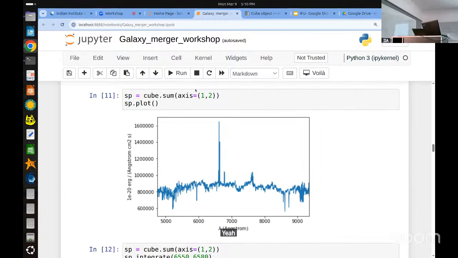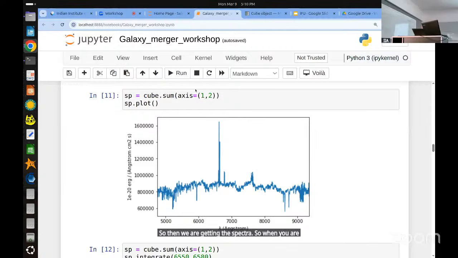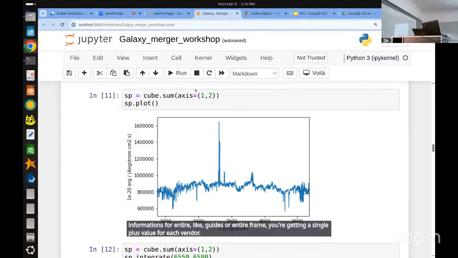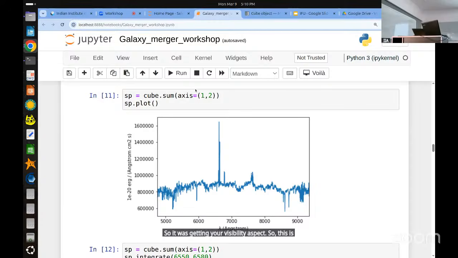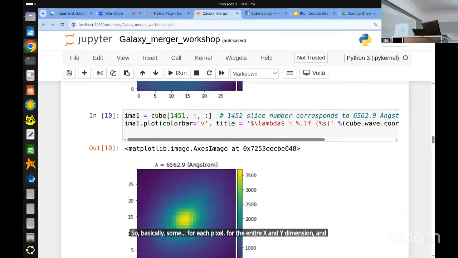Yeah, so when we sum the 0th axis, basically wavelength, we got an image. Now, what happens if you sum first the X and Y axis? Basically, you are summing the entire image pixel information. That means you are only getting the wavelength information. So then you are getting the spectra. When you are summing up X and Y information for the entire galaxy or entire frame, you are getting a single flux value for each wavelength. So you are getting basically a spectra. This is the spectra for the entire image that's been shown here. So basically sum for each pixel over the entire X and Y dimension, and then you get your corresponding spectra.